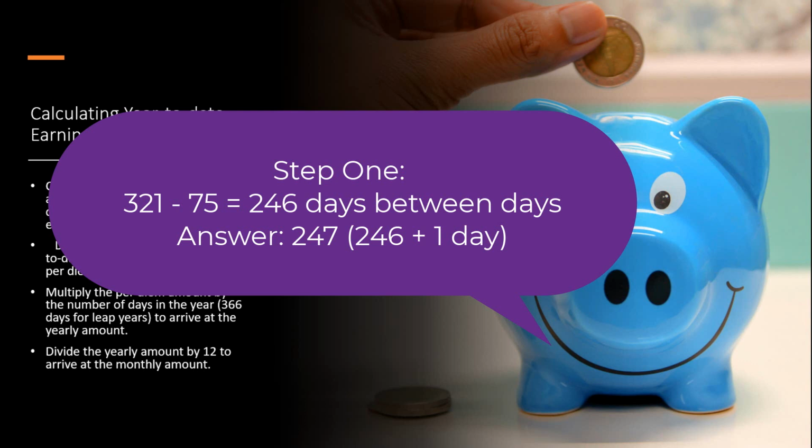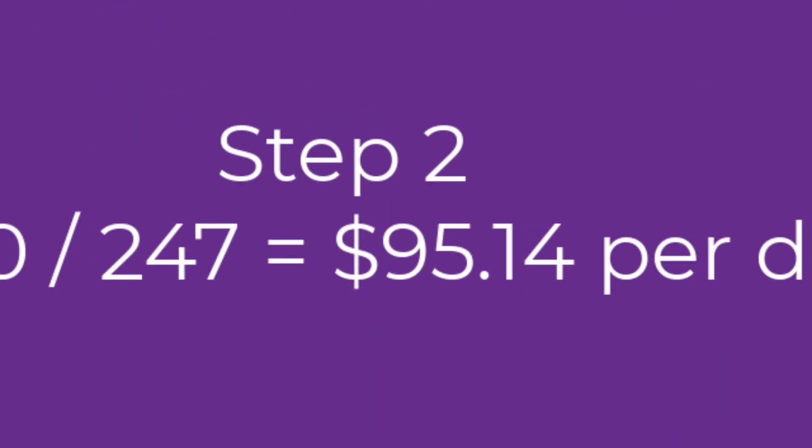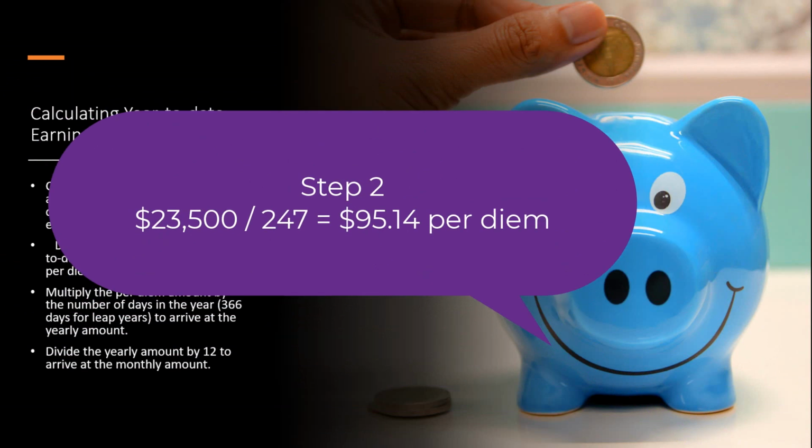246 days represents the difference between 321 and 75. It does not include the complete time period. To accurately represent the complete time period, just add one more day to the count. So here the number of days is 247. Step 2. By dividing 247 days into $23,500, the year-to-date earnings, you arrive at $95.14 per diem.